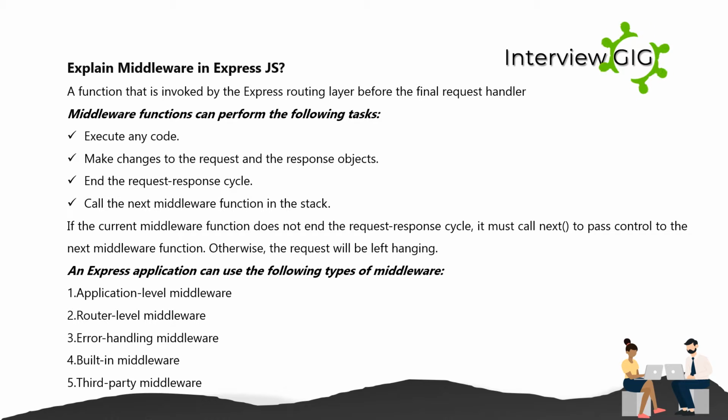If the current middleware function does not end the request response cycle, it must call next to pass control to the next middleware function. Otherwise, the request will be left hanging. An Express application can use the following types of middleware. 1. Application level middleware. 2. Router level middleware. 3. Error handling middleware. 4. Built-in middleware. 5. Third-party middleware.